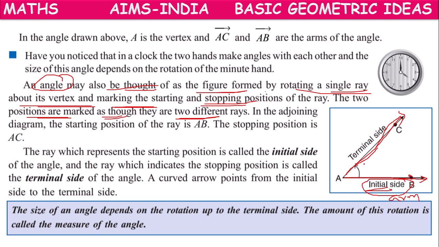We are rotating the same ray. At that time also, we can observe the formation of an angle. The ray which represents the starting position is called the initial side. The ray which indicates the stopping position is called the terminal side.